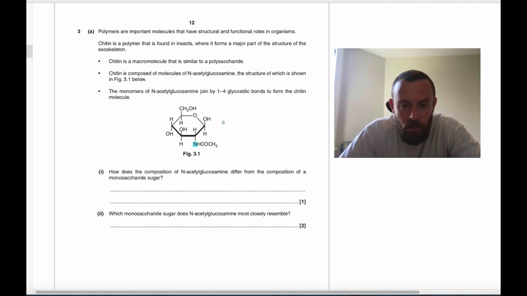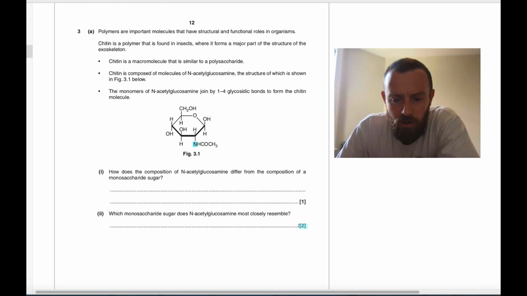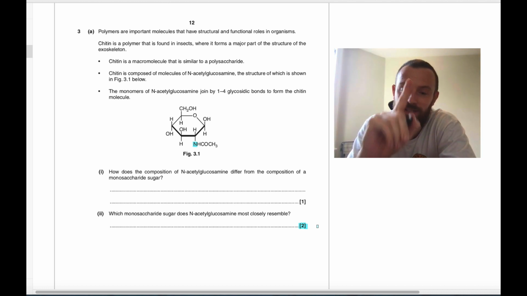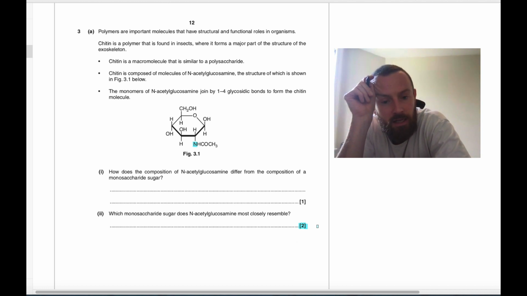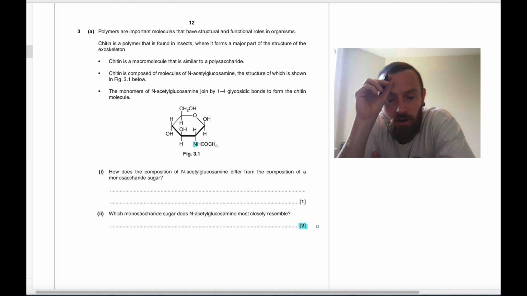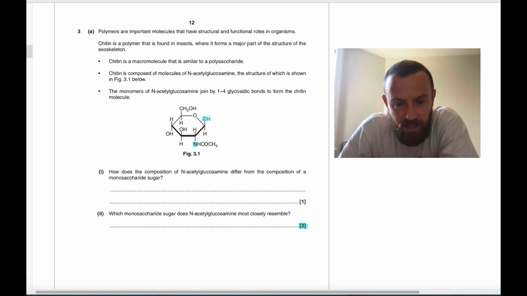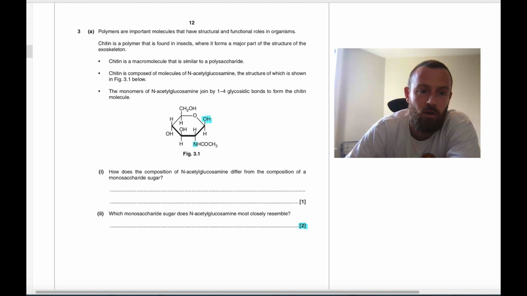The second thing: which monosaccharide sugar does glucosamine most closely resemble? This is interesting. How is that worth 2 marks when it seems to be a one-word answer? Well, the answer is it's not one word. It's glucose, but what type of glucose? This one is beta glucose because the OH is facing up, so it's similar to beta glucose.